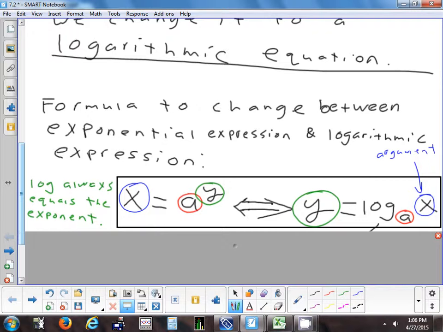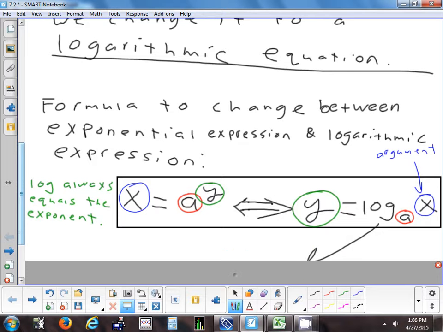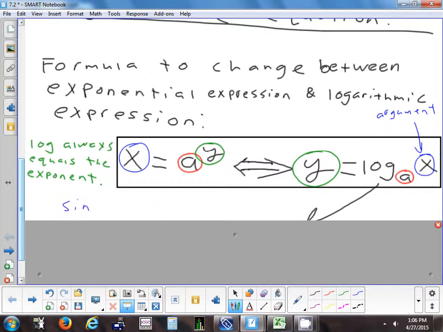The argument is just the thing that gets plugged into something. Okay, that's all it is. We've seen arguments all year with sine, cosine, and tangent. If I wrote down, I don't know, sine of 15 degrees, 15 degrees is the argument. It's the thing we're plugging into sine. Well, in this case, x is the thing we're going to plug into log. Normally that'll be a number.